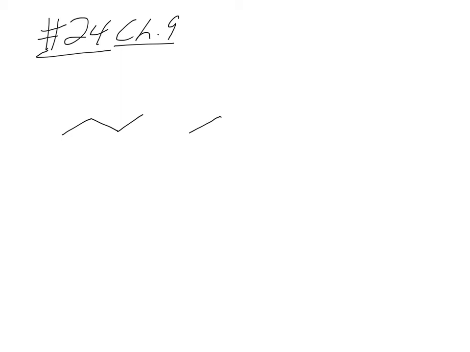Okay, so this is number 24 in chapter 9. It says rank the SN2 reaction rates for the following compounds. So the first thing, this is actually a nomenclature issue, right? First we gotta draw these, and they're all butanes. So 1, 2, 3, 4, 2, 3, 4.